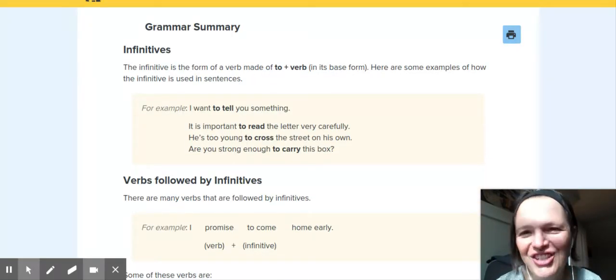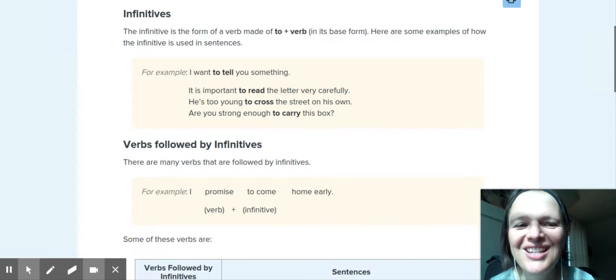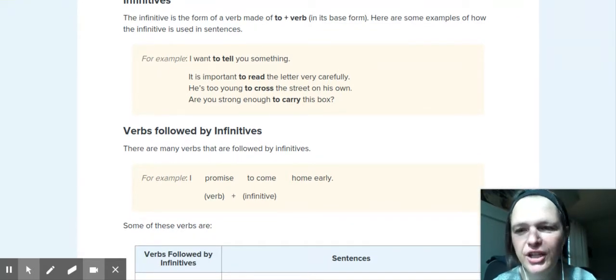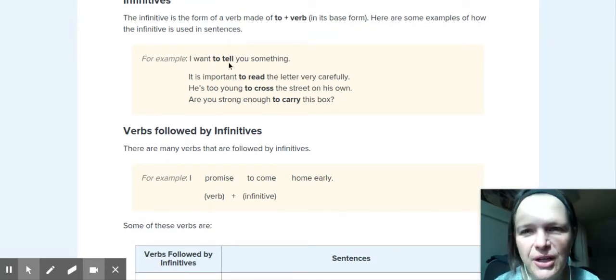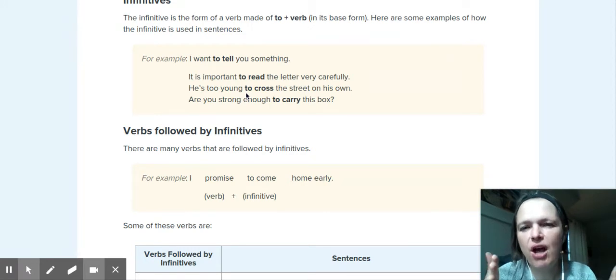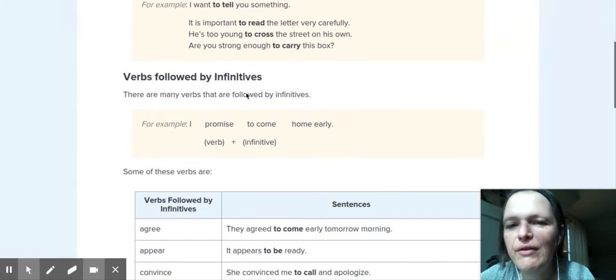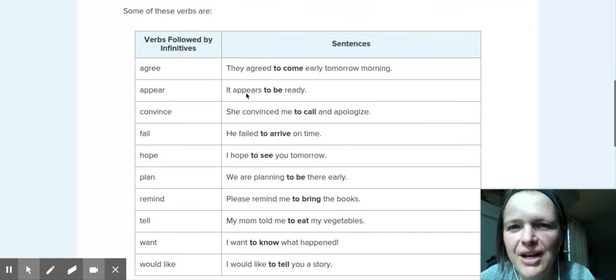Infinitives in English are formed using to plus the verb in its base form. So here are some examples. You could say something like, I want you to tell you something. It is important to read the letter very carefully. He's too young to cross the road. So this to plus cross, which is our action verb, is the most important part of that sentence that tells us that it's an infinitive. So I'm going to give you some examples down here.